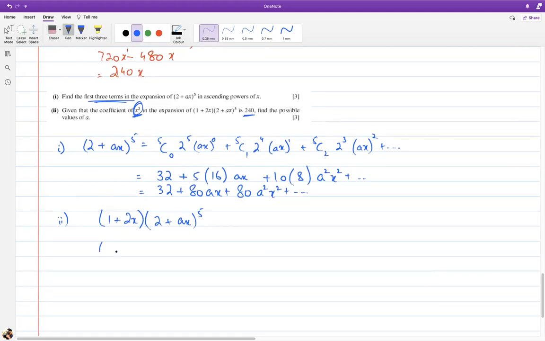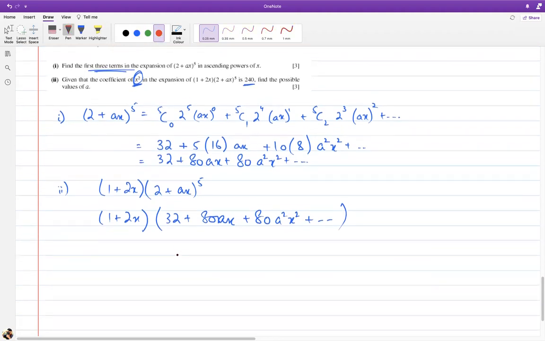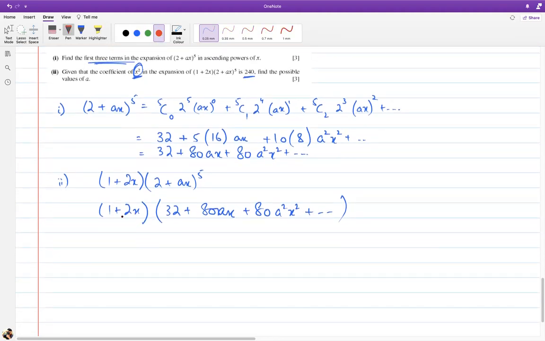All right, so let's expand it. This becomes 2 plus ax. I've already expanded it. So this is what it becomes. 32 plus 80ax, 80a squared x squared, and so on. All right. अब देखें जी. When do I get x squared? If I multiply 1 with 32, do I get x squared? I don't. When I do it with this, I don't get x squared again. But when I do it 1 times this thing, I do get x squared. So I'll just multiply that. I'll be like, okay, 80a squared x squared.